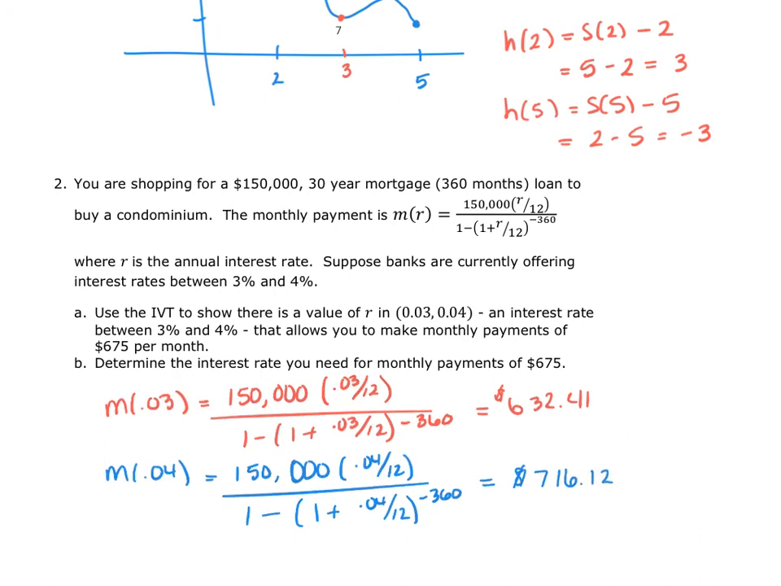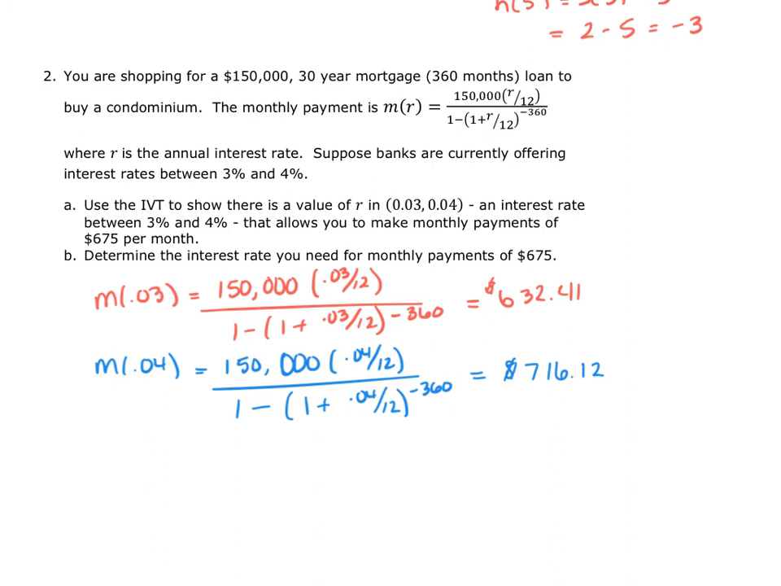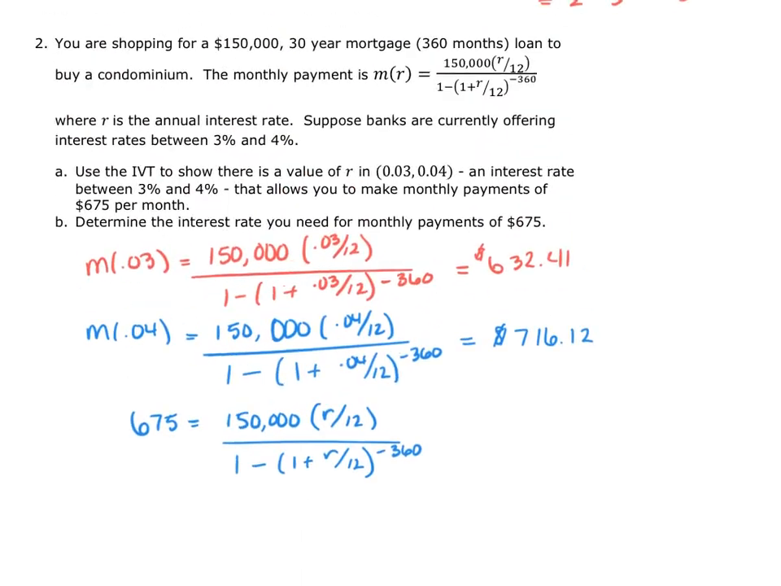$716.12. Because this is a continuous function, somewhere in there has to be an interest rate that's going to give me a mortgage payment of $675. And the way I'd figure that out is I'd write 675 is equal to 150,000 times R divided by 12 over 1 minus (1 plus R divided by 12) raised to the negative 360, and then I'd use my regular algebra skills to solve for R, and then that's it.